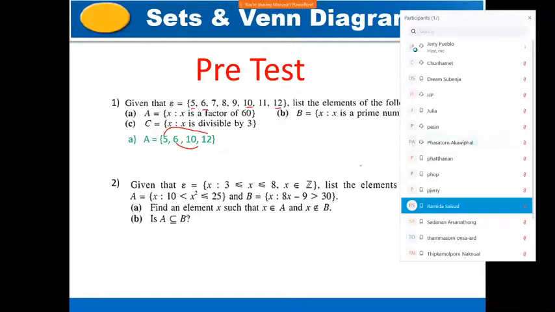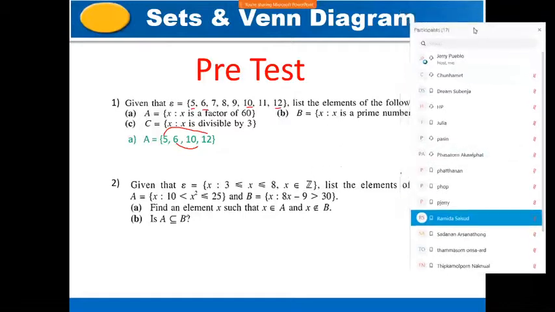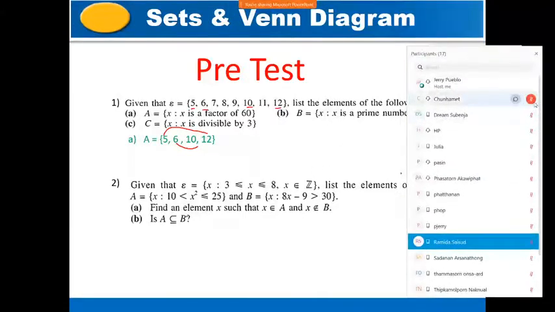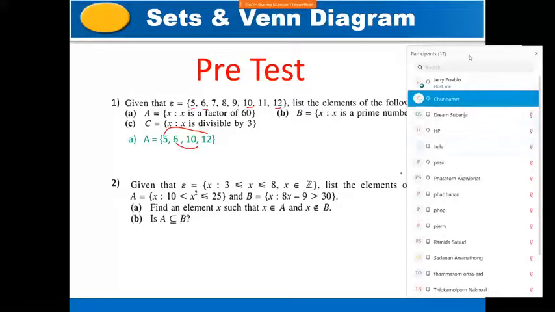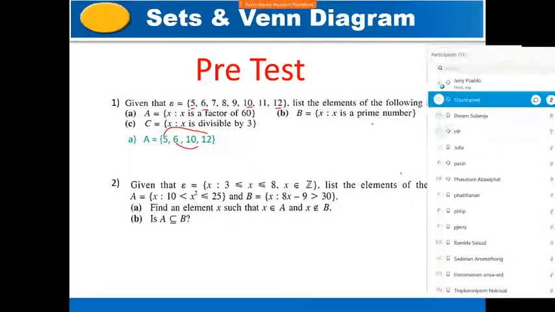Okay, you understand? Okay, letter B. Tuan Hamid. Okay, letter B. X is a prime number. What is X is a prime number? Tuan Hamid, can you talk please?